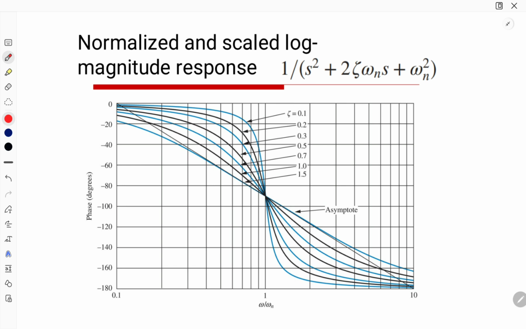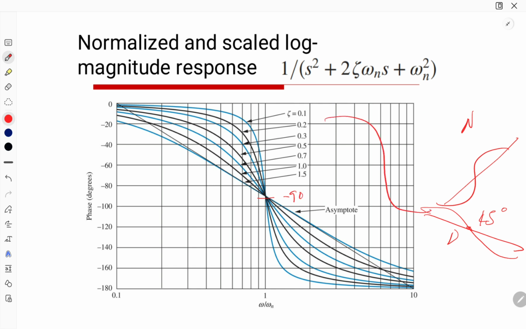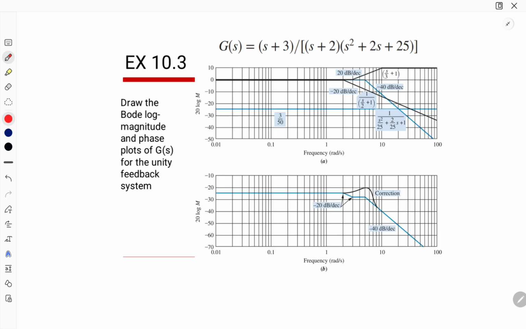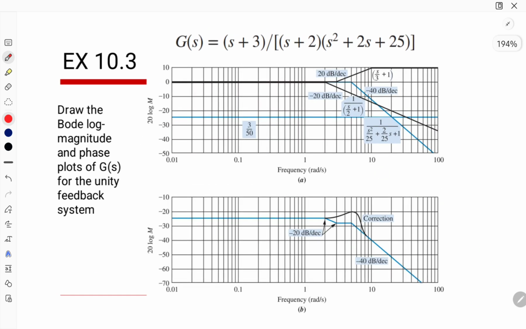Same thing with the normalized and scalar low magnitude. Instead of going up, or instead of the S shape when it is in the numerator, now it's in the denominator, so it looks more like going down. This was more so going up, and it still crosses over. When it crosses over minus 90, it will be more on this shape. So I want you to work on your example 10.3.